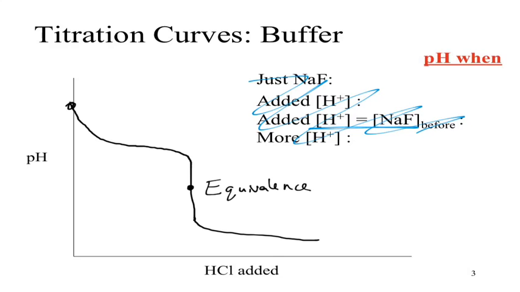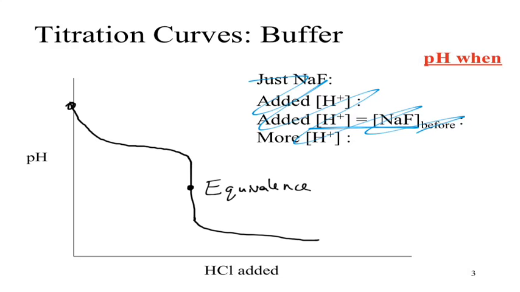What were those concentrations? They were equal to each other. When would they become equal to each other? At the equivalence point, we have no fluoride ion. We've converted it all over to HF, which is why there's nothing to balance the acid added.